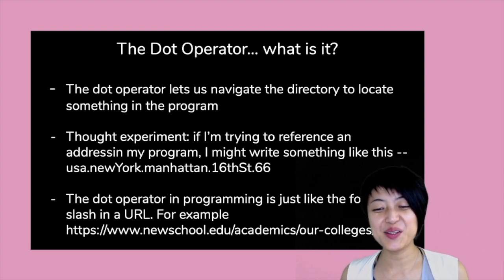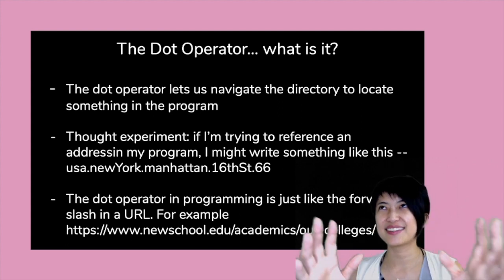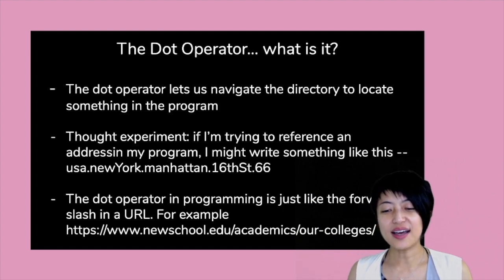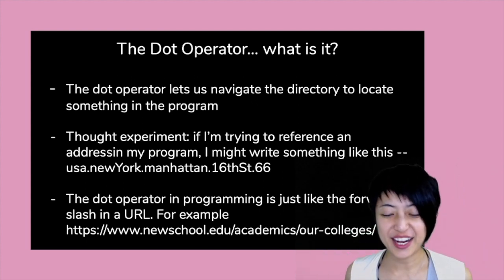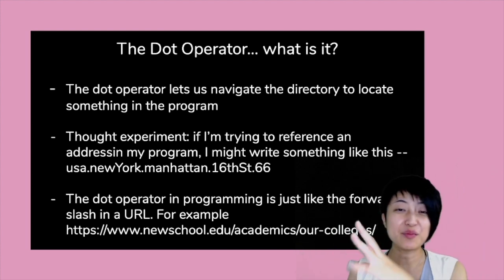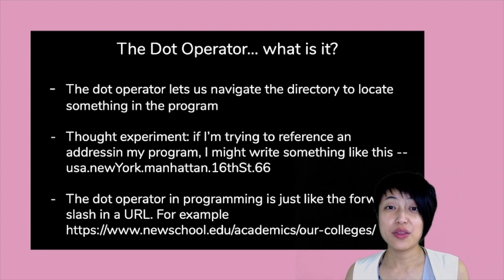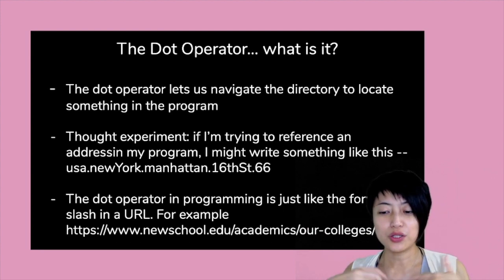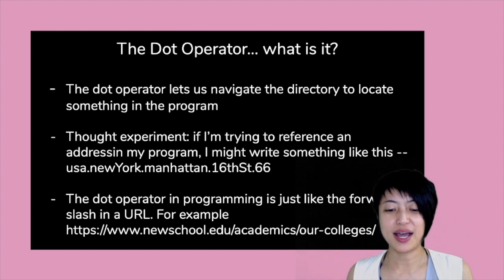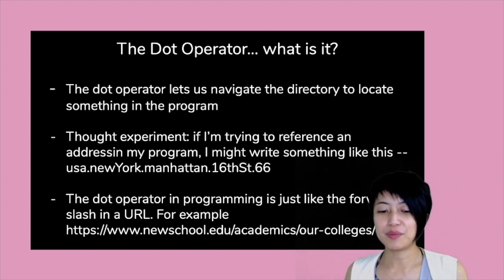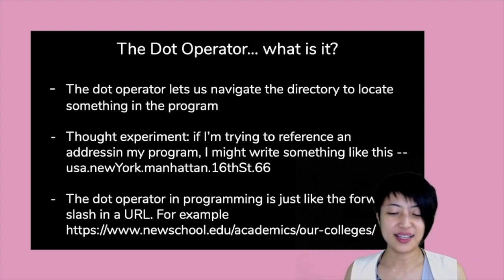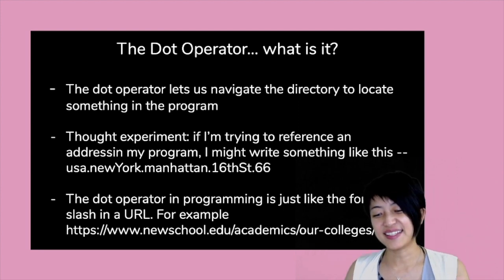And we are also using the dot operator here, right? So this dot, so many new things. The dot operator lets us navigate the directory of your program to locate something specific. So think about the dot operator this way. Let's do a thought experiment. If I am to reference an address in my program, I might write something like this: USA dot New York dot Manhattan dot 16th Street dot 66, which is the number of the building.